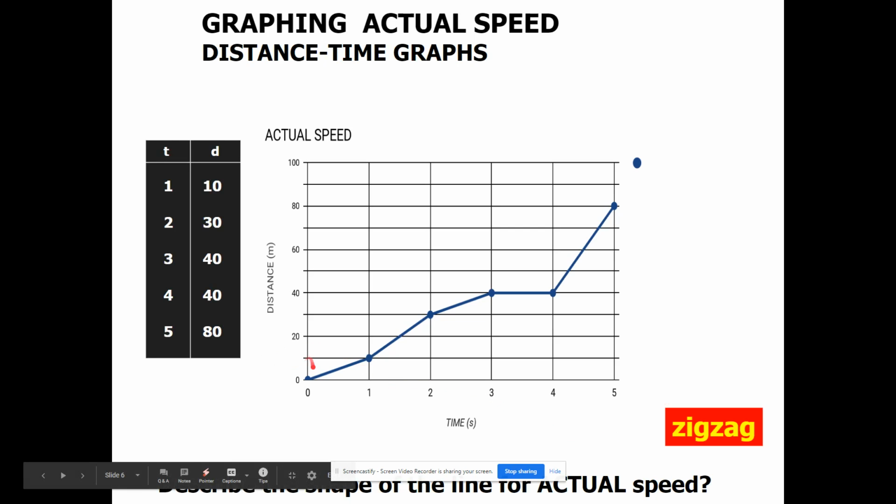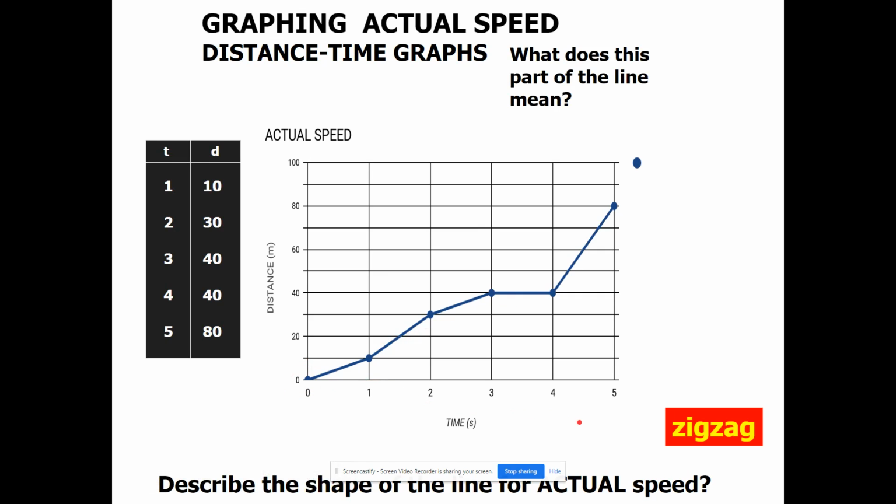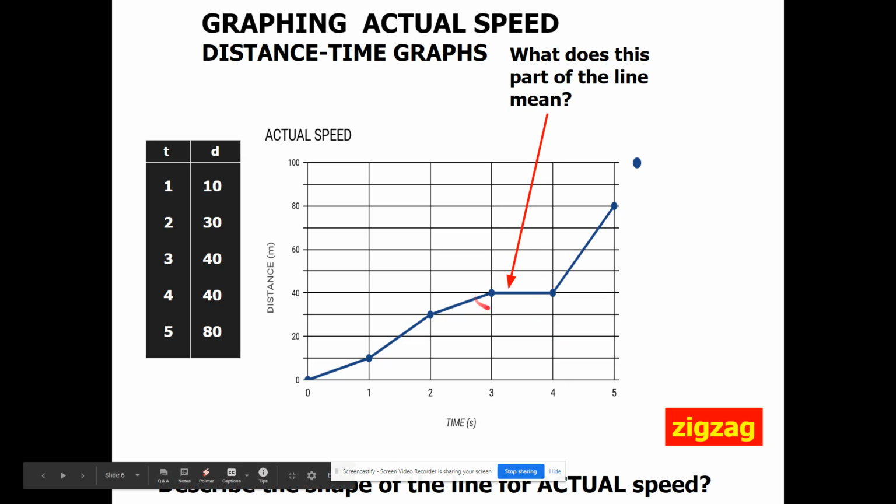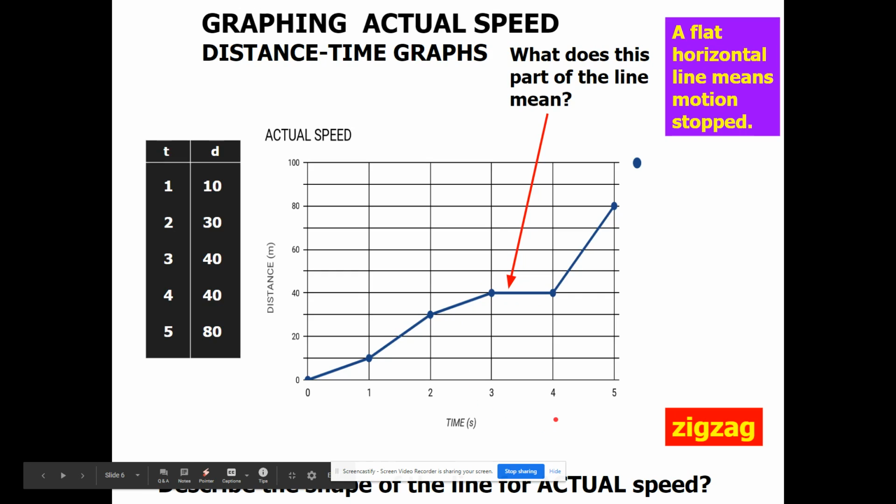The shape of an actual speed graph is zigzaggy. And one important thing is, what does this part of the graph mean? It means it has no motion. Time is passing, but no distance is going, so the object is at rest during this time.